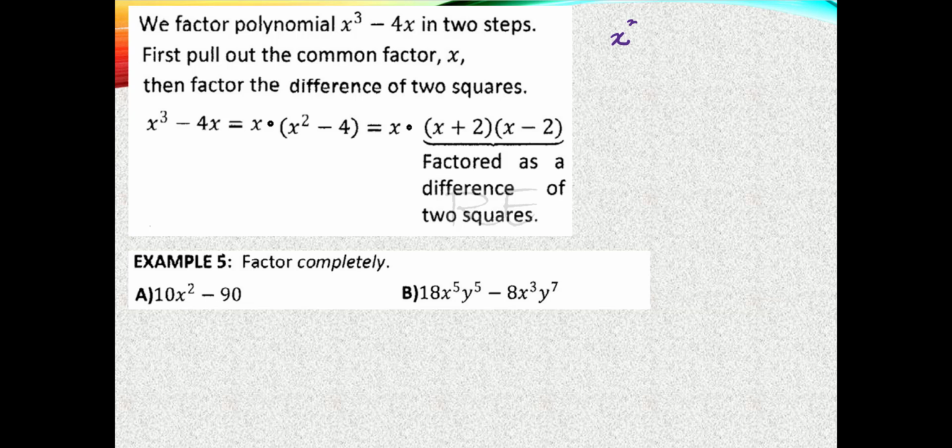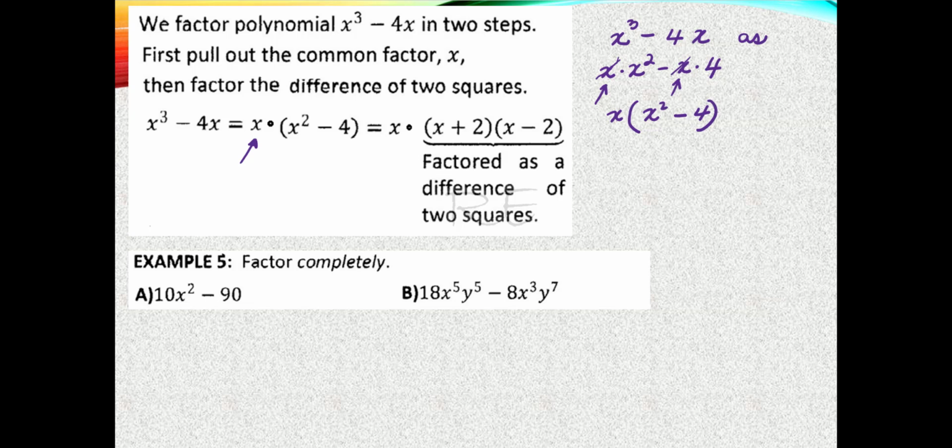To factor the polynomial x cubed minus 4x, we need to proceed in 2 steps. The first will be to factor the greatest common factor between those two terms. X cubed is x times x squared, and 4x is x times 4. So x is the greatest common factor. Now we're left with x squared minus 4.